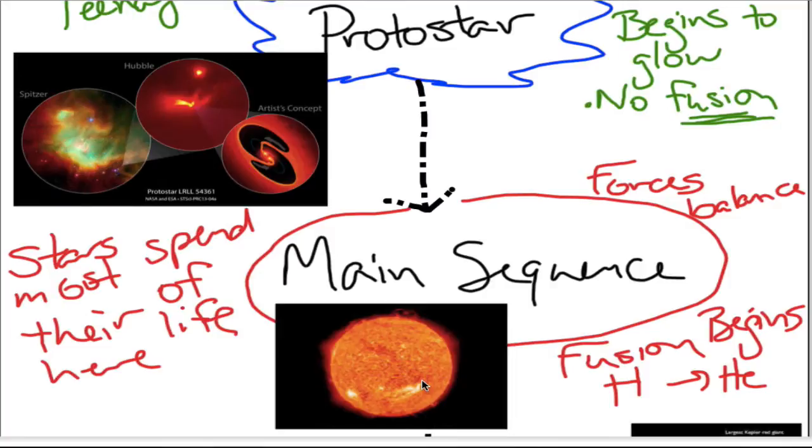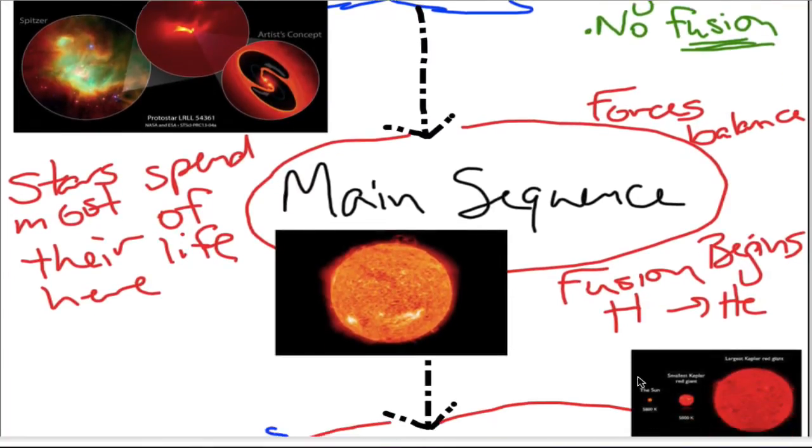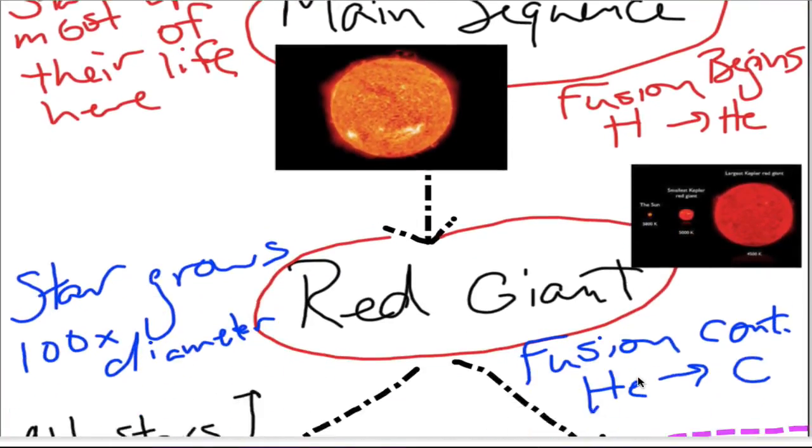Now, stars spend most of their time on the main sequence. It's going to take them quite a long time to take all of their hydrogen and turn it into helium. So our sun, our star, has been on the main sequence for about 5 billion years and will continue to be on the main sequence for another 5 billion years. It takes a long time to burn through all of this hydrogen. Eventually, all of the hydrogen will get used up and turn into helium, though. And at that point, we go from the main sequence to something called a red giant.